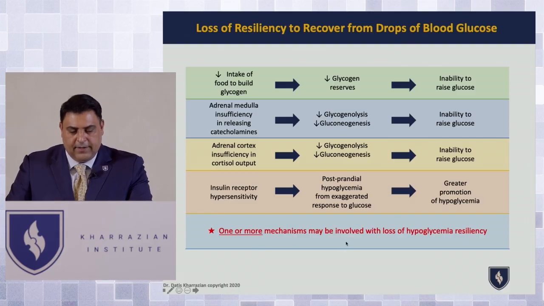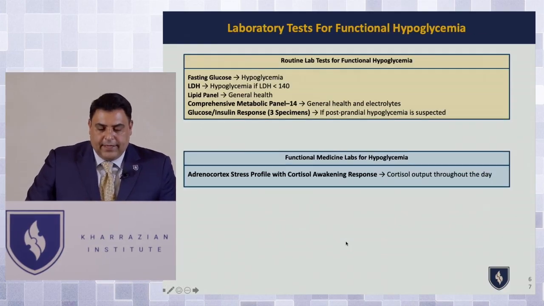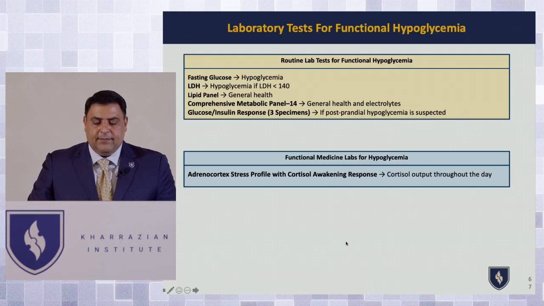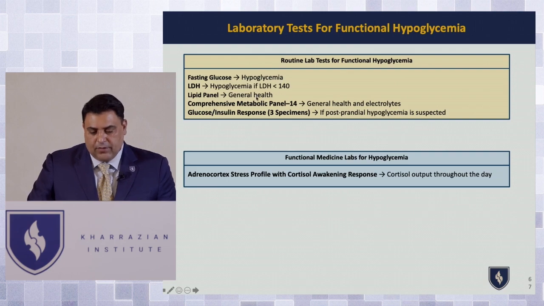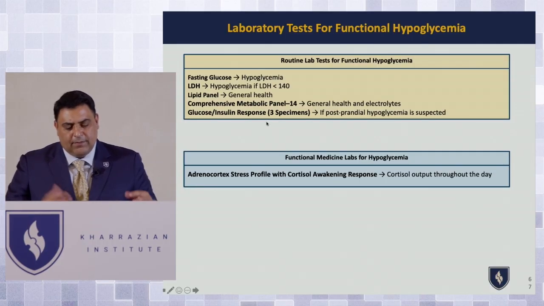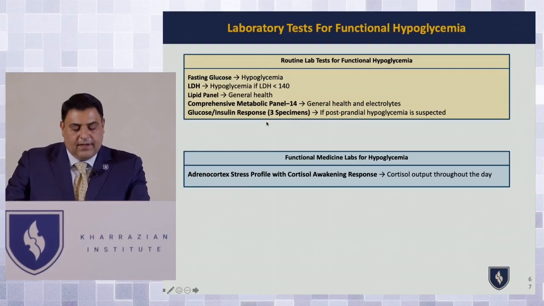Now, the laboratory test for functional hypoglycemia: fasting glucose less than 85, LDH less than 140. You might want to do a lipid panel just for their general health. You might want to do a comprehensive chem panel, to make sure there's no underlying imbalances or anything that's abnormal. And for some people, you may not even catch hypoglycemia unless you do what's called the glucose insulin response test. And some labs may have a different name for the same test.